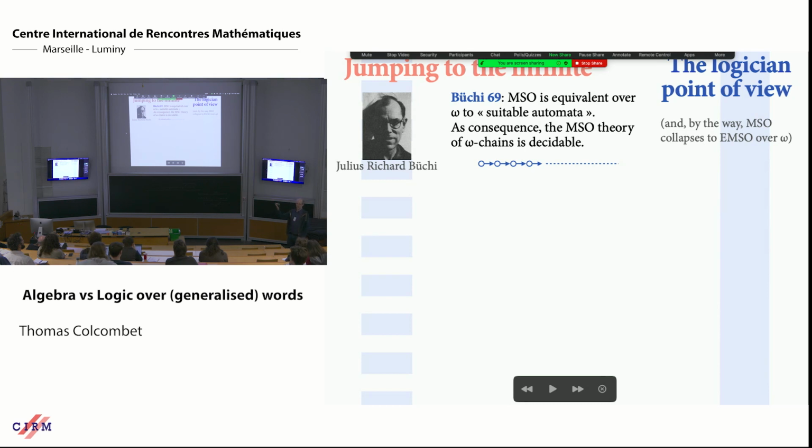So for instance, if you give me a monadic second order formula and you ask me whether it is true or false on omega, it is decidable. So your model looks like that.